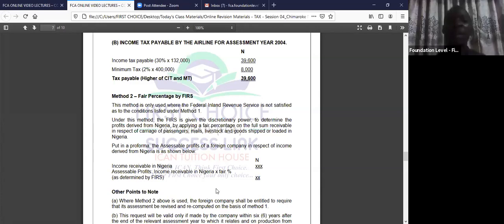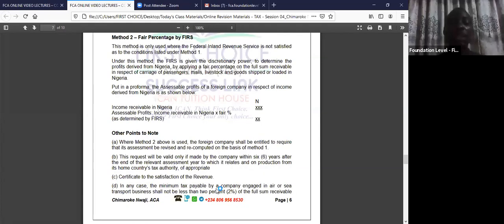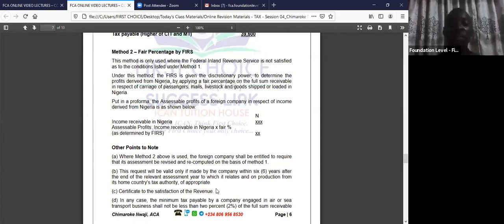So that's method 2. When method 1 is not agreeable, the question will tell you that FIRS hereby uses so and so percent, so you know that is the percentage. You will not do adjusted profit. You will not do depreciation ratio. They will tell you the capital allowance they agreed. They will tell you the fair percentage. They might tell you the fair percentage is to calculate your assessable profit. They might also tell you the fair percentage to get your total profits.